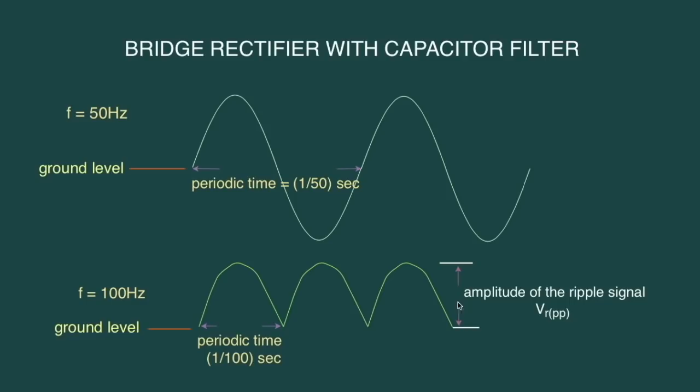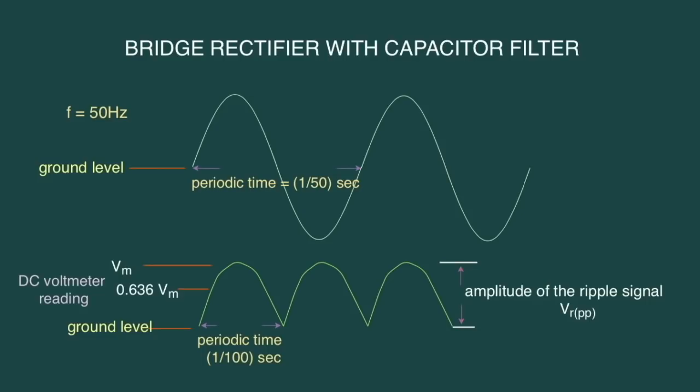The total change in the DC level at the output of the rectifier is called as amplitude of the ripple signal and denoted as VR peak to peak. This R stands for ripple and it is peak to peak because it is from the lower peak of the signal to the upper peak of the signal.